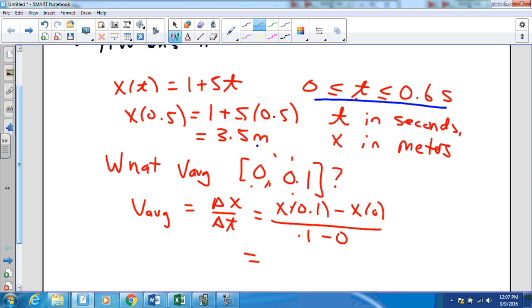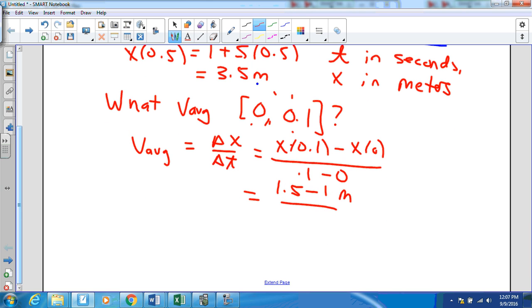And if the time you want is 0.1, 1 plus 5 times 0.1 is 1.5. All right, how about x of 0? It is 1. And all of this is going to be in meters because x is measured in meters. Meanwhile, down here on the bottom, this is going to be measured in seconds because t is in seconds. And when the dust settles, I get 0.5 over 0.1, which is 5 meters per second.